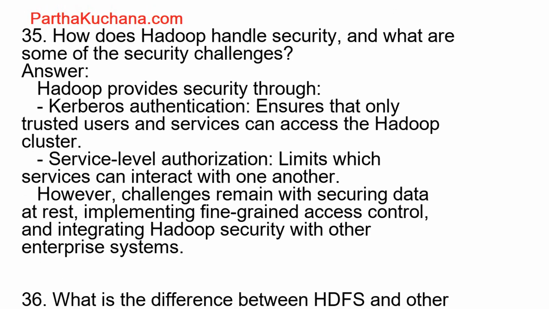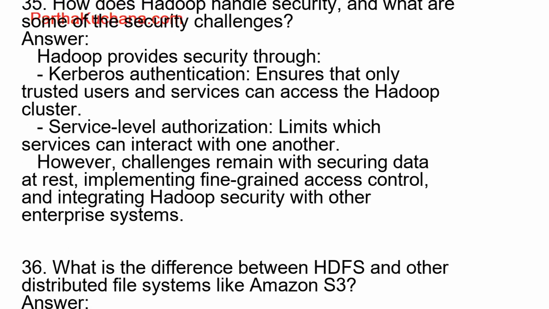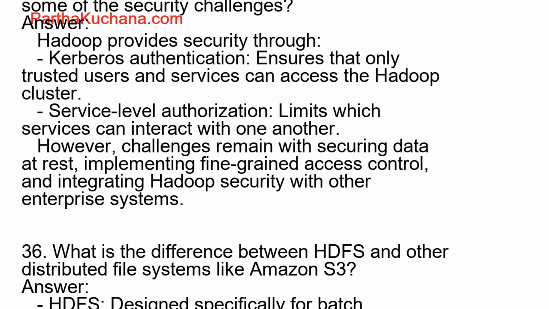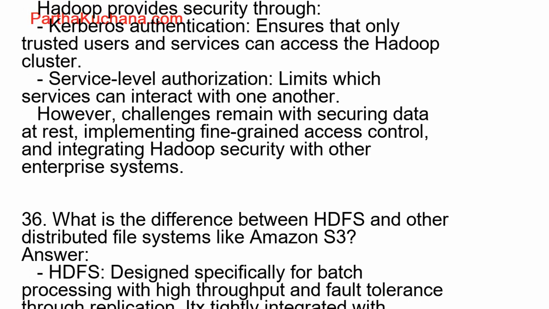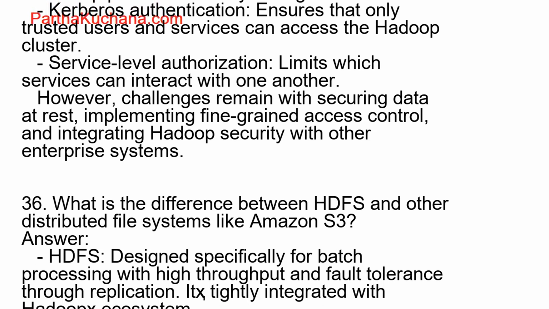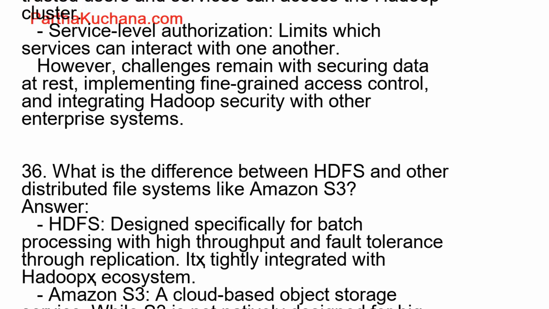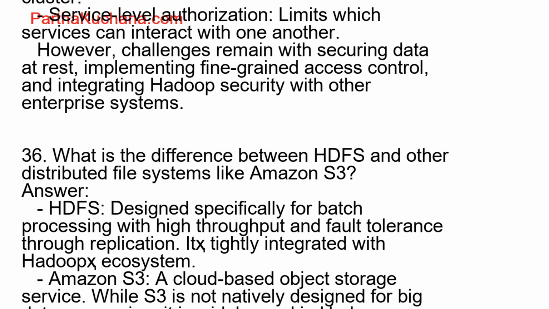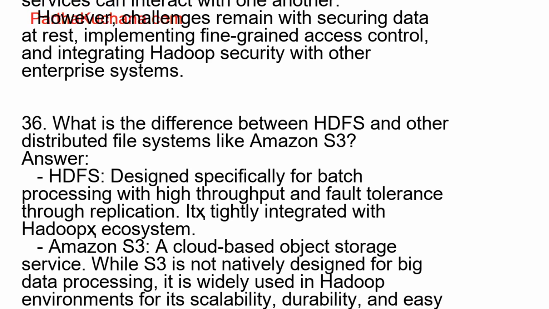37. What are some common performance tuning techniques for Hadoop? Answer: Increasing the block size reduces the number of blocks and increases the throughput. Adjusting the number of mappers and reducers: properly setting these values based on the data size improves parallel processing. Combiner functions reduce the amount of data transferred between map and reduce phases. Speculative execution helps minimize the impact of slow-running tasks.